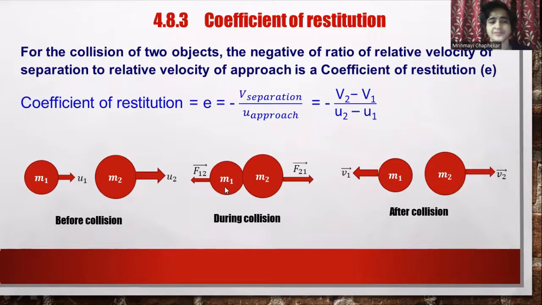During the collision, each mass experiences a force. That is, mass m1 experiences a force due to collision with m2. So the force experienced by body 1 due to 2 is F12. Force experienced by body 2 due to 1 will be F21. This is the notation used. After collision, the body of mass m1 moves with velocity v1 and the body of mass m2 moves with velocity v2.